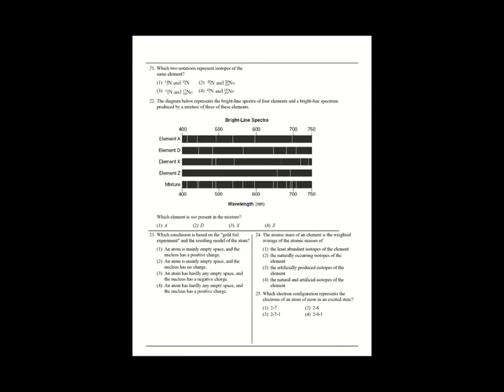Okay, so number 21. We need to find the 2 notations that represent isotopes of the same element. So for this notation, we need to make sure we have the same element. So first off, we could cross off 2, 3, and 4 because they're all different elements. Well, that's easy. You could easily eliminate and see that's choice 1 because it's the same element, same symbol. But what is the difference here? Let's look at it.